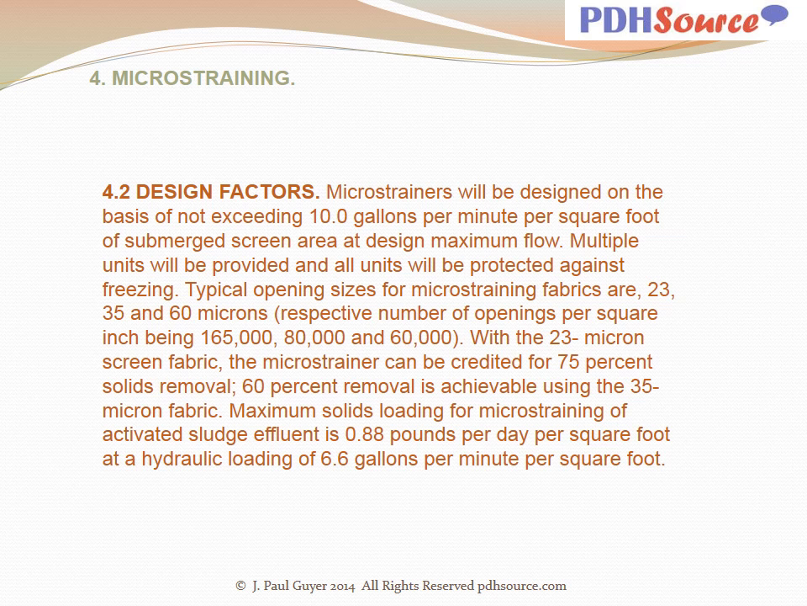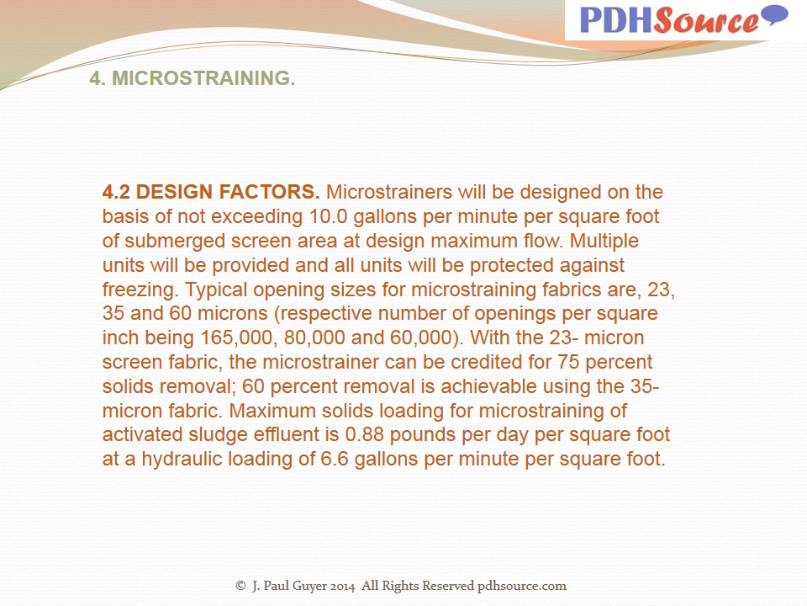Microstrainers will be designed on the basis of not exceeding 10 gallons per minute per square foot of submerged screen area at design maximum flow. Multiple units will be provided and all units will be protected against freezing. Typical opening sizes for microstraining fabrics are 23, 35, and 60 microns.